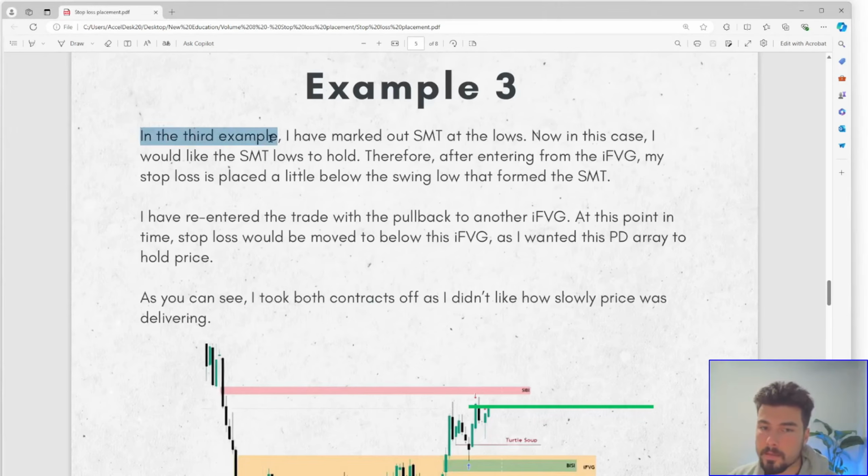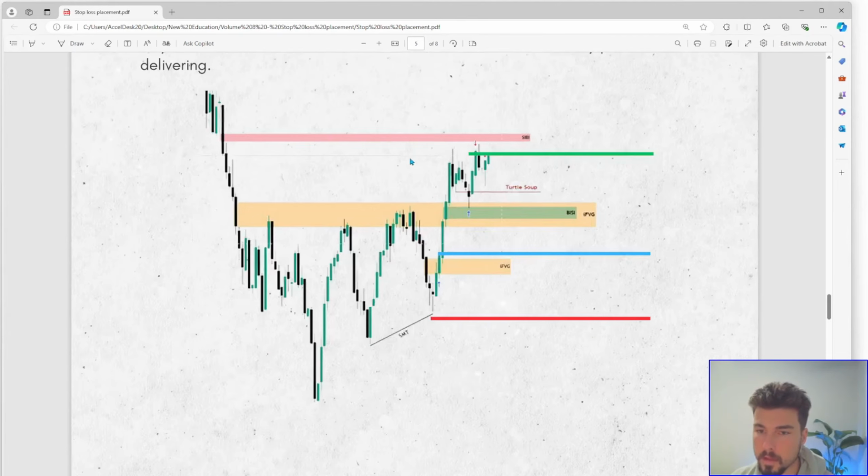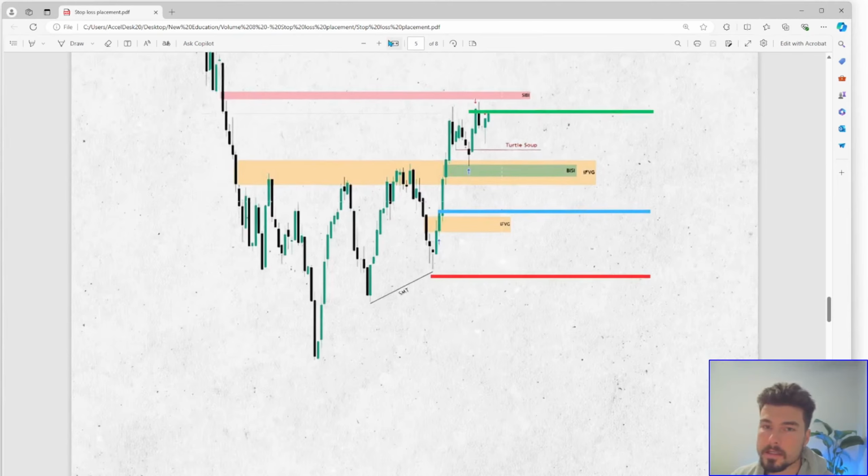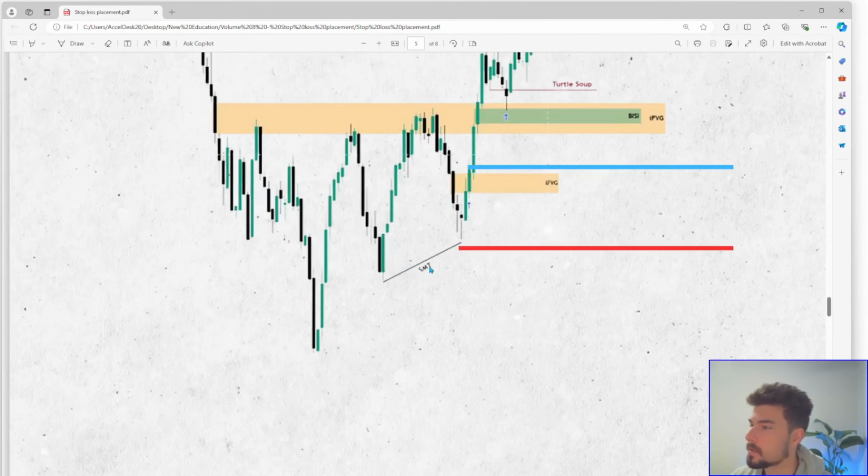So in this third example, there's a few differences now, right? We're looking at SMTs, we're looking at higher lows, we're looking at differences in how I manage my stop loss. And let's talk about it. So looking at this image here, you can see what I've marked out. I've marked out SMT, right?